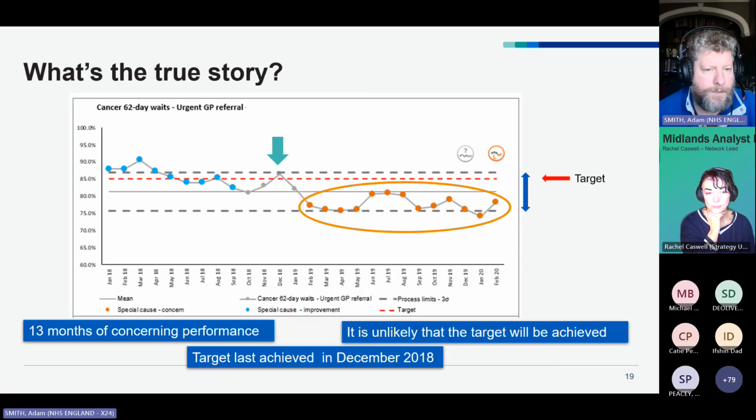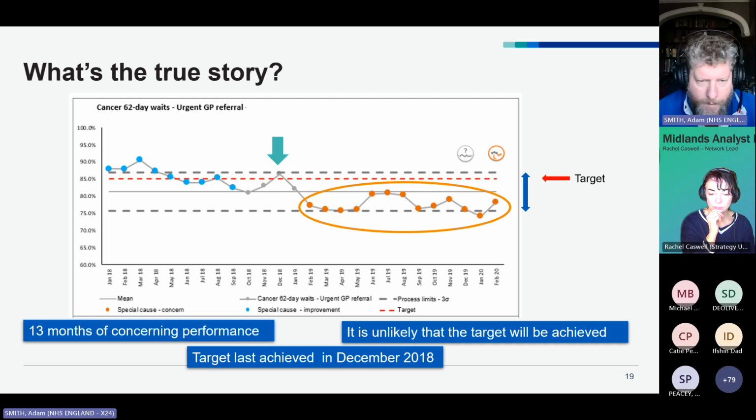So what's the true story? When we pull it out and look at it in an SPC chart, we can actually see that we've got significant deterioration. I think Sam's got the number on here. Yeah, we've got 13 months of concerning performance, and even a couple of months that are going outside and below the process limits. So really concerning performance there. Something we need to get a handle on, and we need to find out why.